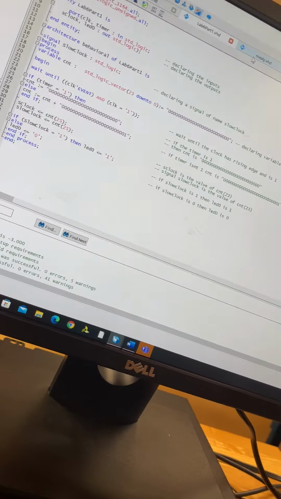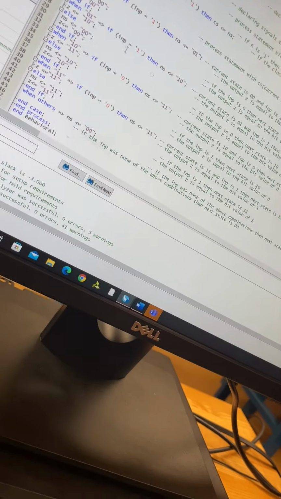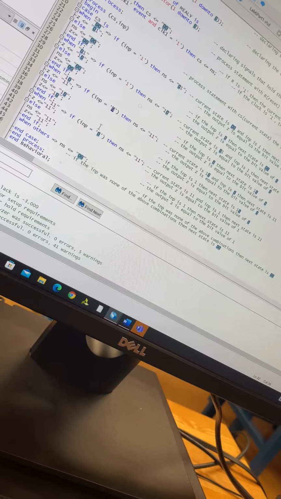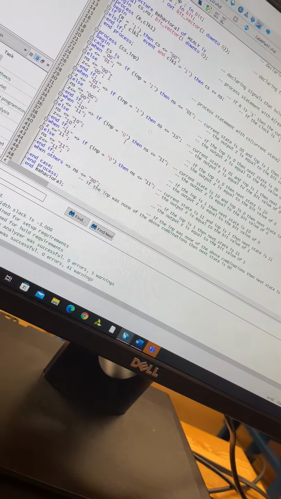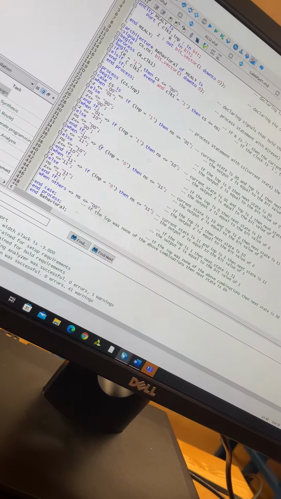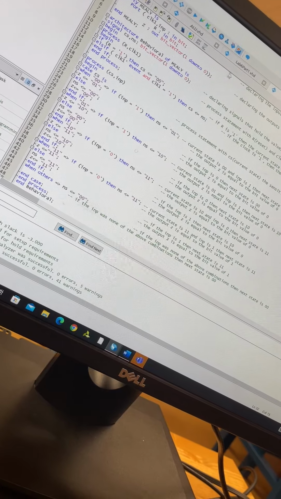It's just for myself. For the Mealy machine, the sequence that I'm going to be detecting is 1, 1, 0, 0. And the output is going to be Z. Z is going to be my output.